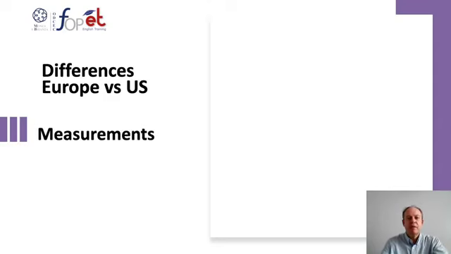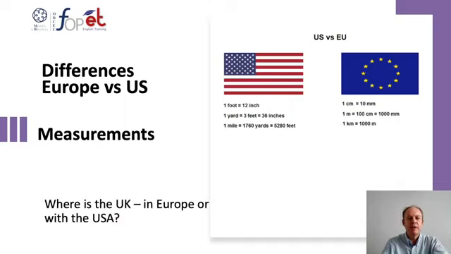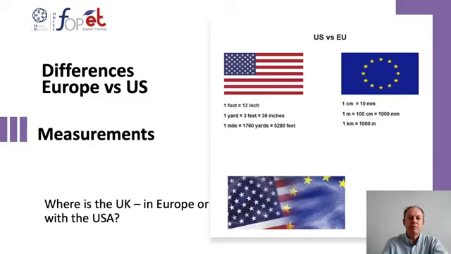So, traditional differences. The key one, measurements. As we know, in America, they use the imperial measurement, which is the old system of Rome. So 1 foot equals 12 inches, 1 yard, 1 mile, etc. In Europe, 1 centimetre, 1 metre. So, clear differences. Where is the UK? In Europe or in the US? Well, actually, the UK uses both.